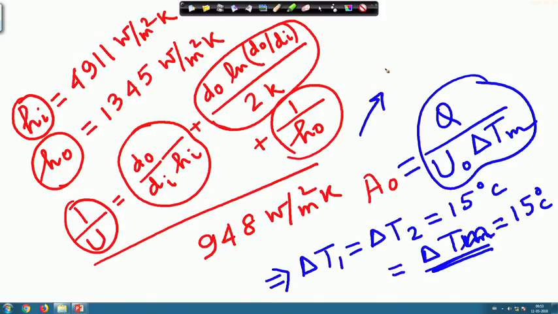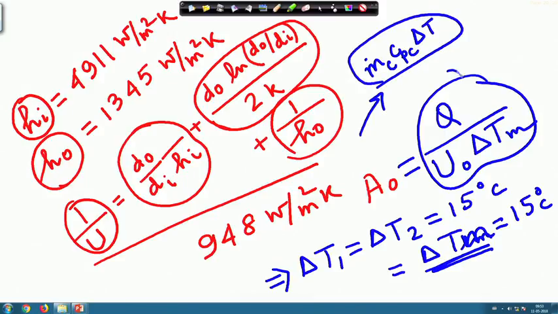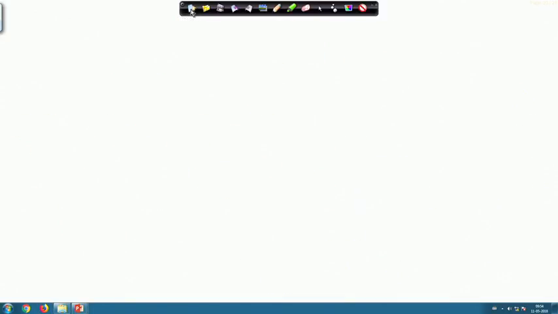What is that Q we have obtained? Q we obtained already as m_c dot C_pc multiplied by delta T, and that we have to put here. Then we have already obtained this 948 and 15, and from there we will be able to calculate the A_o. Once we calculate the A_o, we will find out what is the heat transfer surface area per unit pin, per pin.